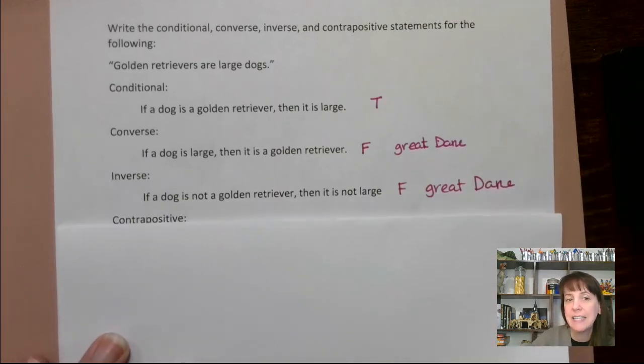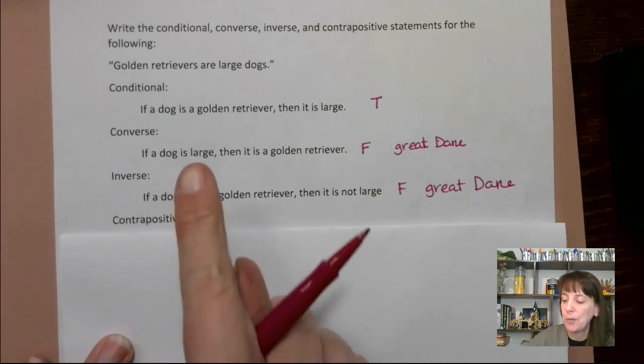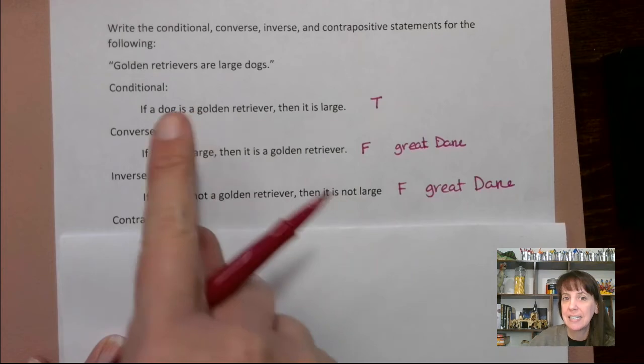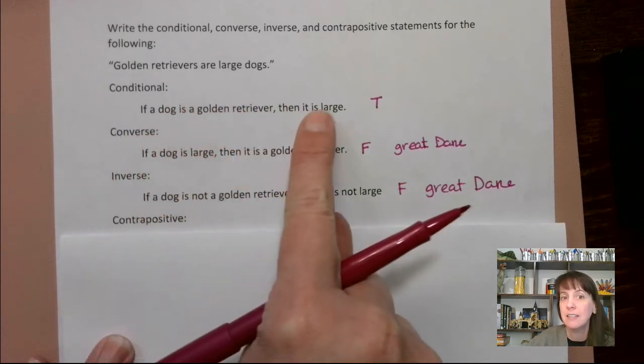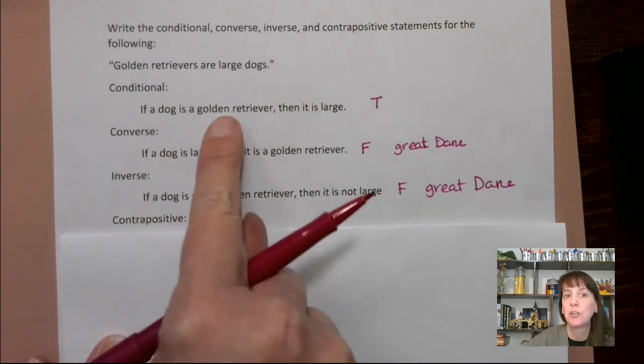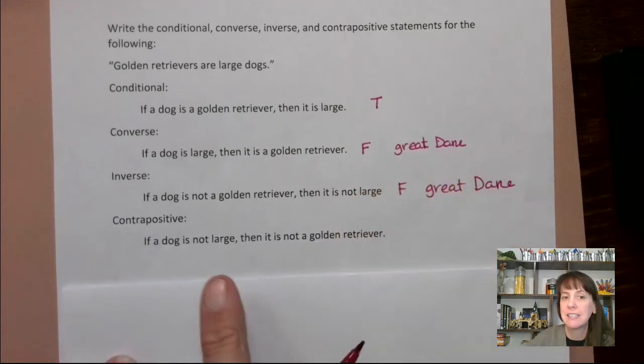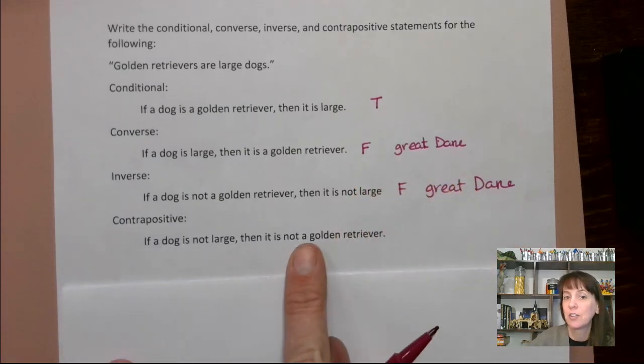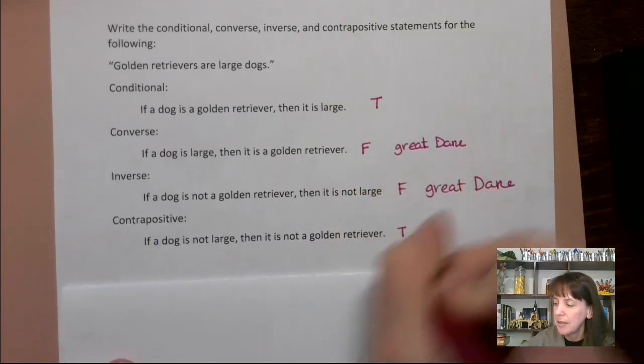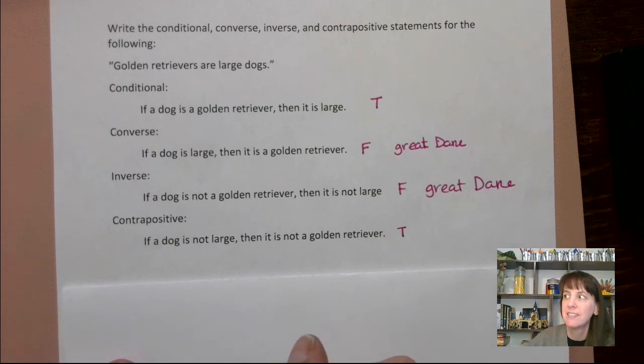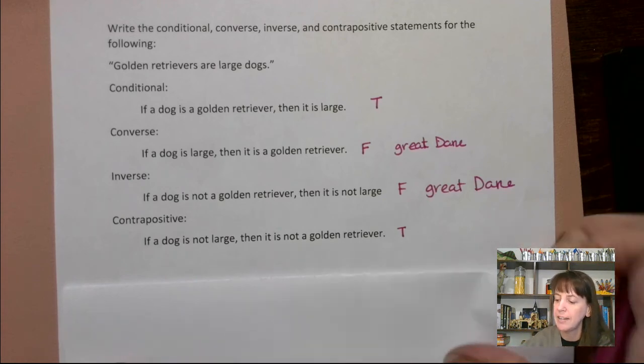Okay, the next one is our contrapositive. This is where we switch it and negate it. So we're not only going to switch, we're going to negate. So if a dog is not large, then it is not a golden retriever. And that would be true, because if it's not large, then it's definitely not a golden retriever, because golden retrievers are large. So I would go with true on that one.